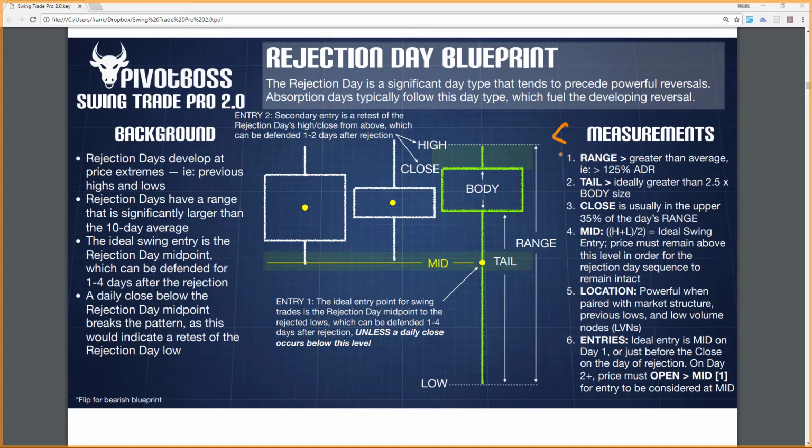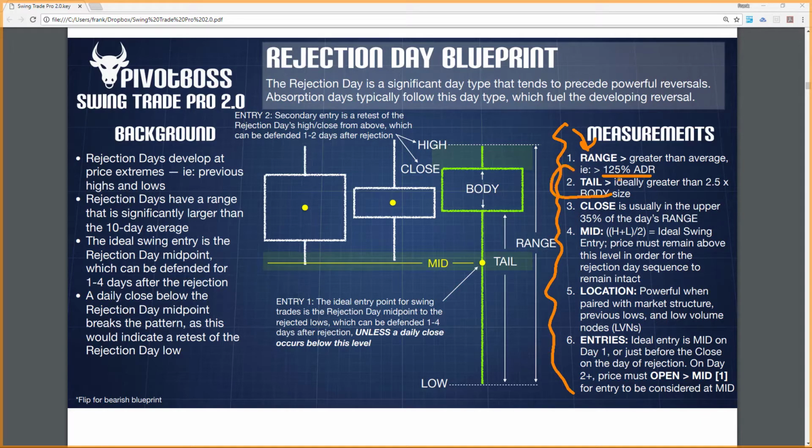Now, when you get over here to the measurements, this helps to define things a little more. So when you're talking about the range of the pattern, it needs to be greater than 125% of ADR, ideally. This is not a rigid thing, but the greater the size, the more significant the rejection. You can have something that's 100% of ADR, which is perfectly average, and still be a great rejection day. It just needs to be at the right spot in the chart, and certain things need to look the right way. But for the most part, the bigger the range, the more significant the rejection.